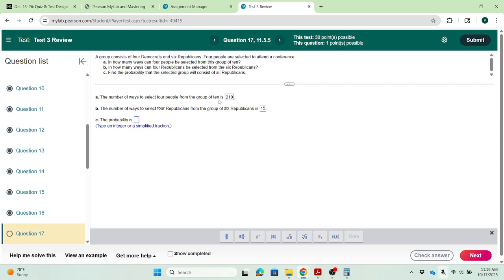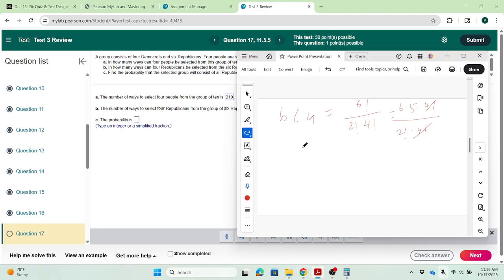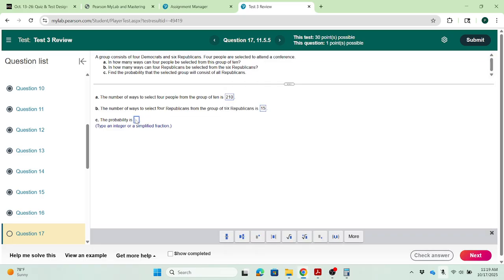Now find the probability that the selected group will consist of all Republicans. For 4 Republicans, the chances are 15 out of 210. You need to simplify this. 15 divided by 3 is 5, and 210 divided by 3 is 70. So it's 3 out of 42 chance.